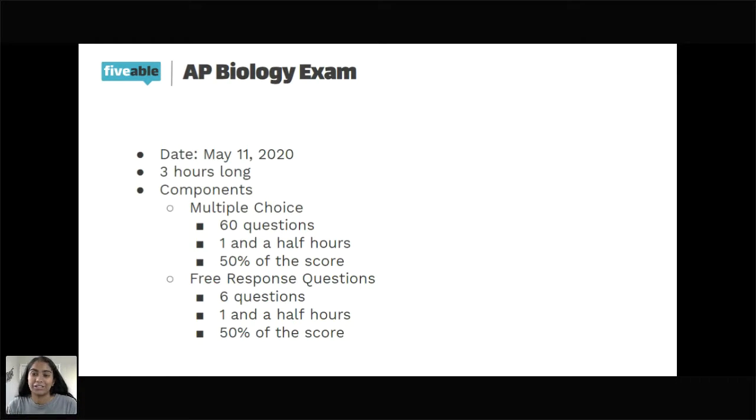Now, FRQs are actually kind of the scariest part of the exam, because just with taking the class, you'll be getting used to doing the multiple choice, knowing how to answer those, and figuring out your timing for that. But with the FRQ, it's a little more difficult because they're very intimidating. The questions seem a lot more complex than they actually are.